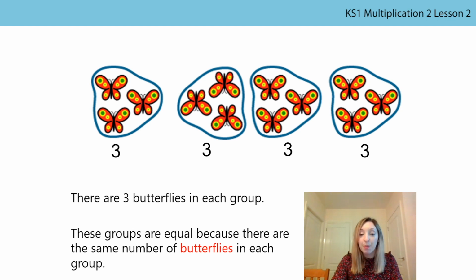These groups are equal because there are the same number of butterflies in each group. Can you say that last sentence with me? These groups are equal because there are the same number of butterflies in each group. Super.